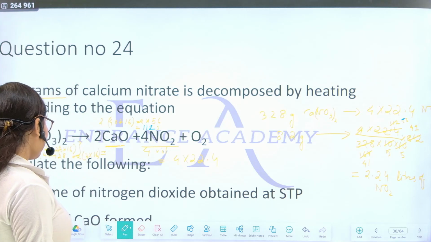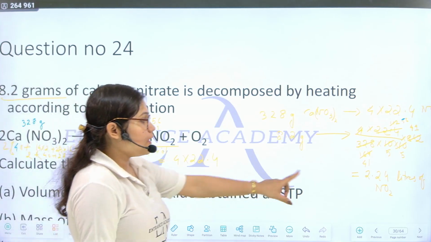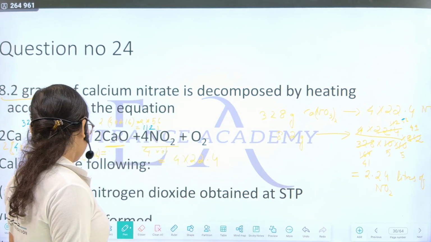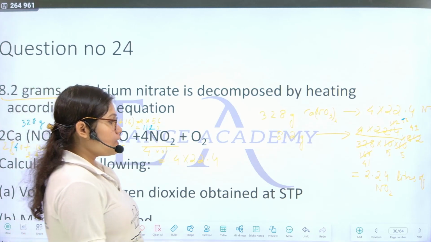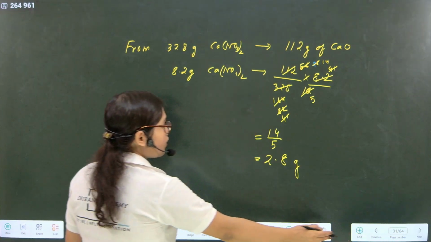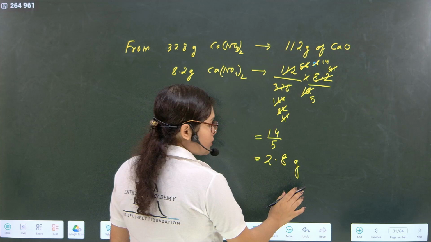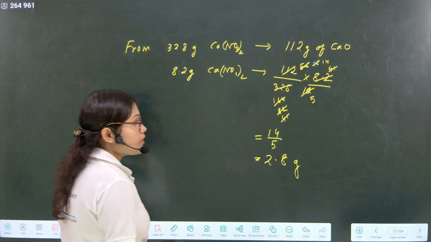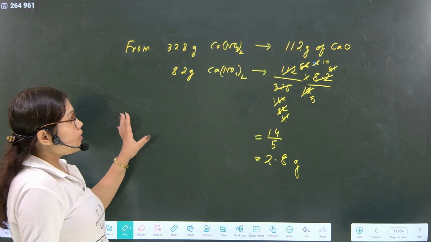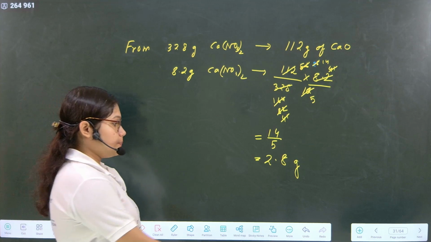So from the first question, volume of nitrogen dioxide obtained, that is 2.24 liters, and mass of calcium oxide formed, that is 2.8 gram. This is the mass. So this kind of questions are there in your paper. Mass volume combined questions.